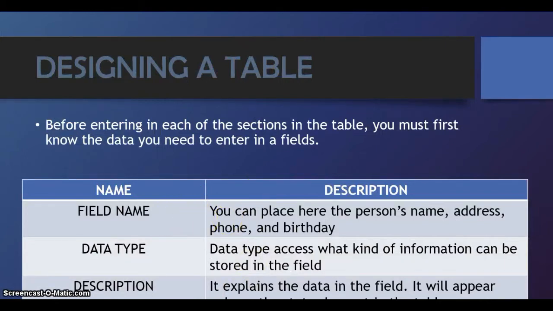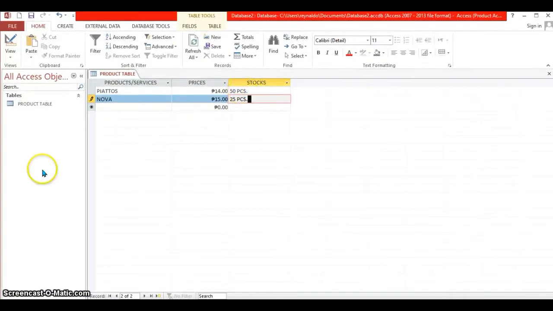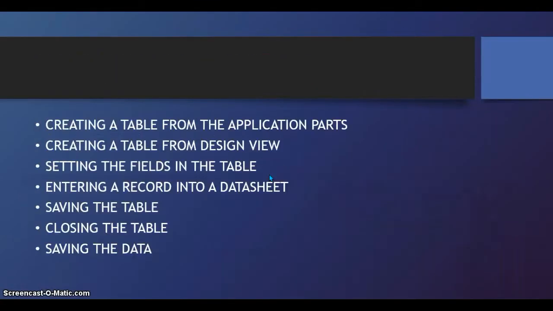How about the description? When we say description, it will be found on the status bar, not in the table. As you can see from our status bar, we are using the datasheet view. Once you switch your view into design view, your status bar or the description will change into design view. Okay, next, let us have creating a table from the application part.